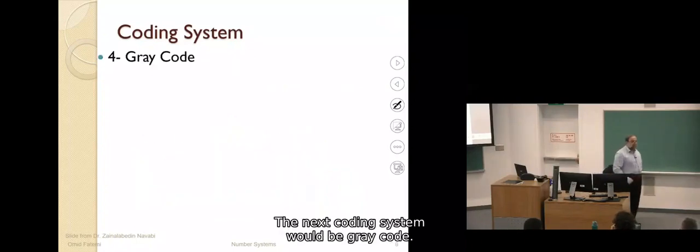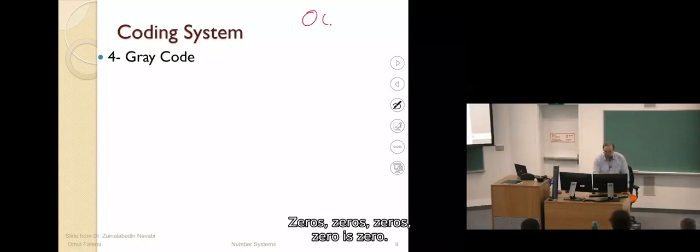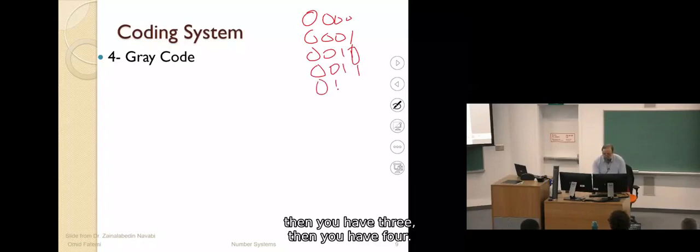The next coding system would be Gray code. Gray code means, let's look at the numbers in binary. 0, 0, 0, 0 is 0. Then we have 0, 0, 0, 1, which is 1. Then we have 2. Then we have 3. Then we have 4.